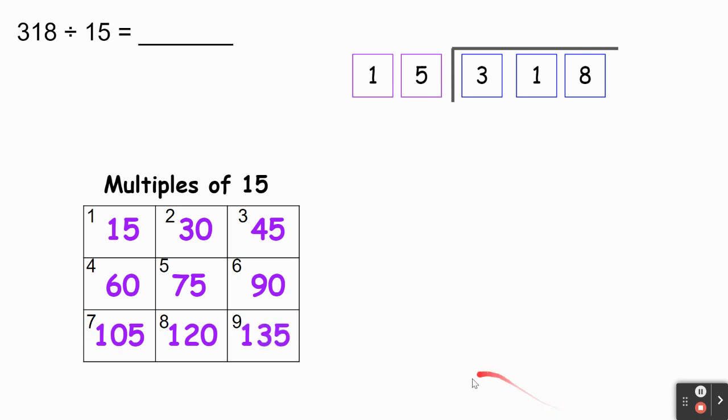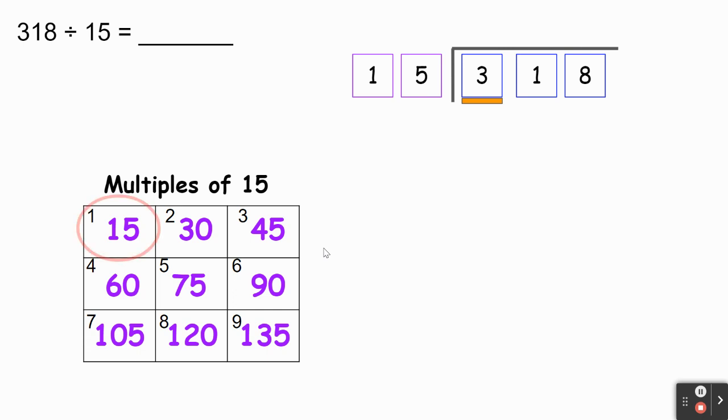We're getting into some big numbers here. So if you just want to list out the first 5 multiples of 15, you can. And then if you need more later, you can always continue your table. So let's start by sharing the biggest place value, which is the hundreds place in this number. We have 3 hundreds. So we're going to look at our multiples of 15 to see which number gets us closest to 3 without going over.